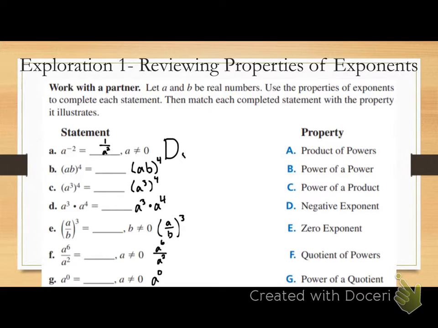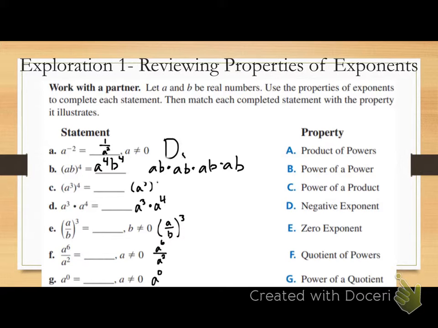All right. So did anyone get letter B? AB to the 4th. What would that equal? Very good. A to the 4th times B to the 4th. Like I said, if you write it expanded out, it's AB times AB times AB times AB. So multiplying all those, A times A times A times A gives me A to the 4th. B times B times B times B gives me B to the 4th, correct?